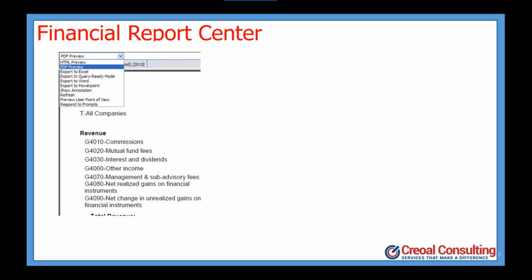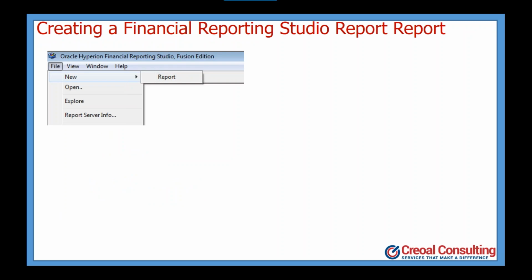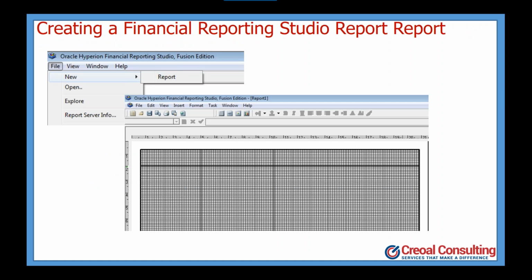You can do a refresh. You can preview a point of view, which is if you're going to change dimension, and then, of course, you can respond to prompts. All right, so how do we create a report in FRS? Once you open the tool and connect, it's going to open up a blank workspace. You can either go File, New, or you can use the menu on the report, and it creates a grid.